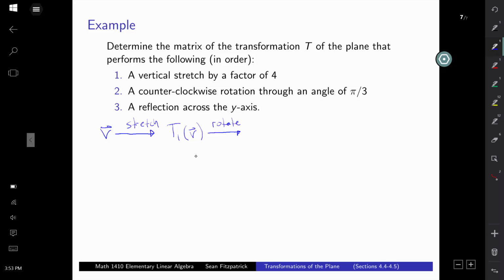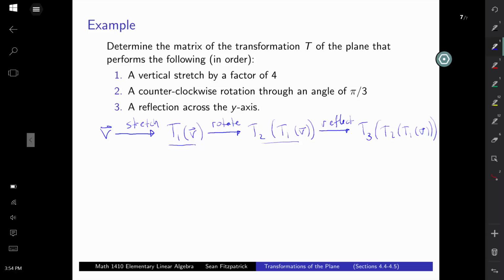Then I'm going to rotate. What am I rotating? I'm not rotating the original vector, I'm rotating the one that I've already stretched. So I've got a new function T2, and what do I plug into T2? I put in T1 of v. And then I'm going to reflect. When I reflect, I've got a new function T3 that does the reflection, and I plug in the one that's already been rotated and stretched. So T3 of T2 of T1 of v. Here we see that we have this function composition going on.